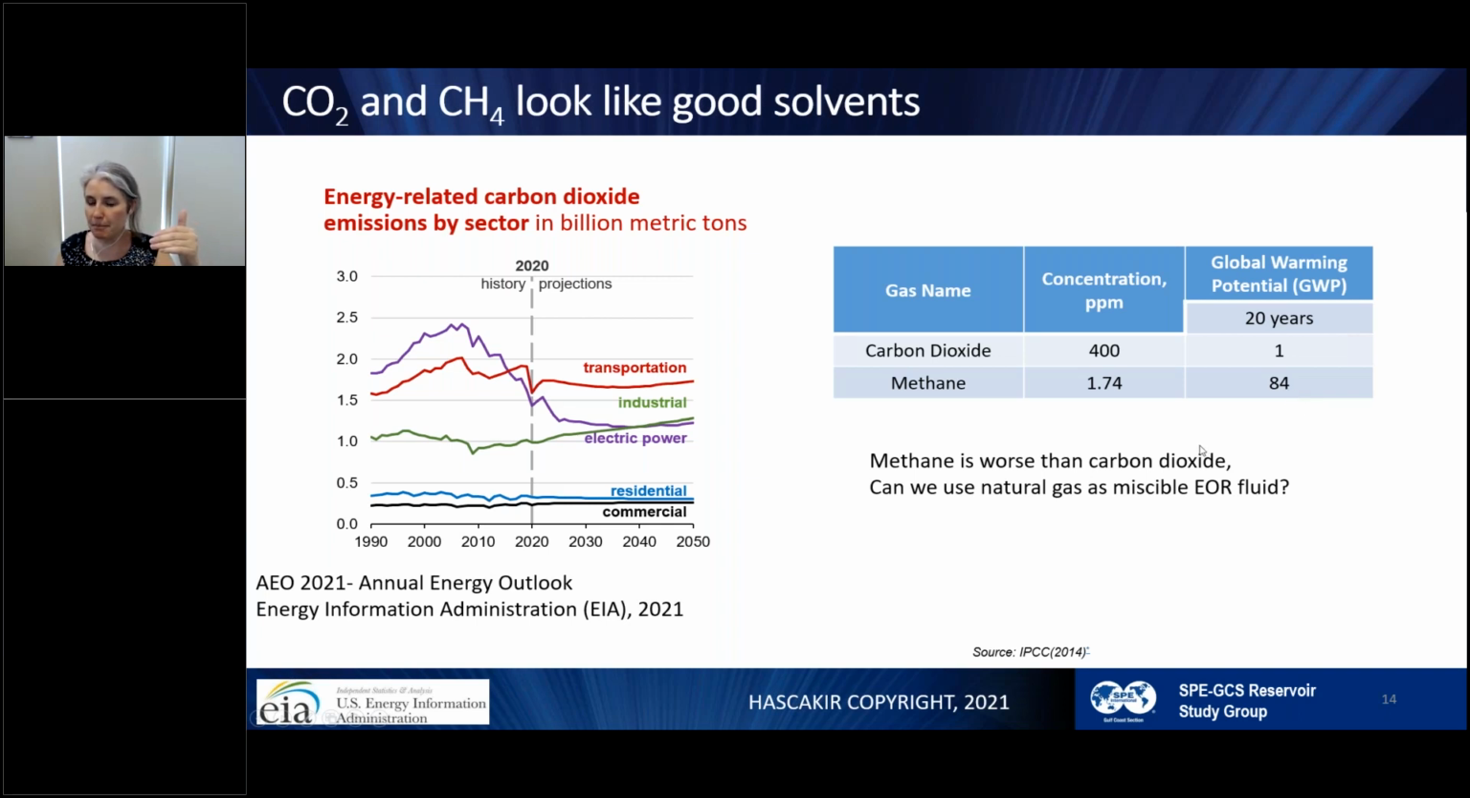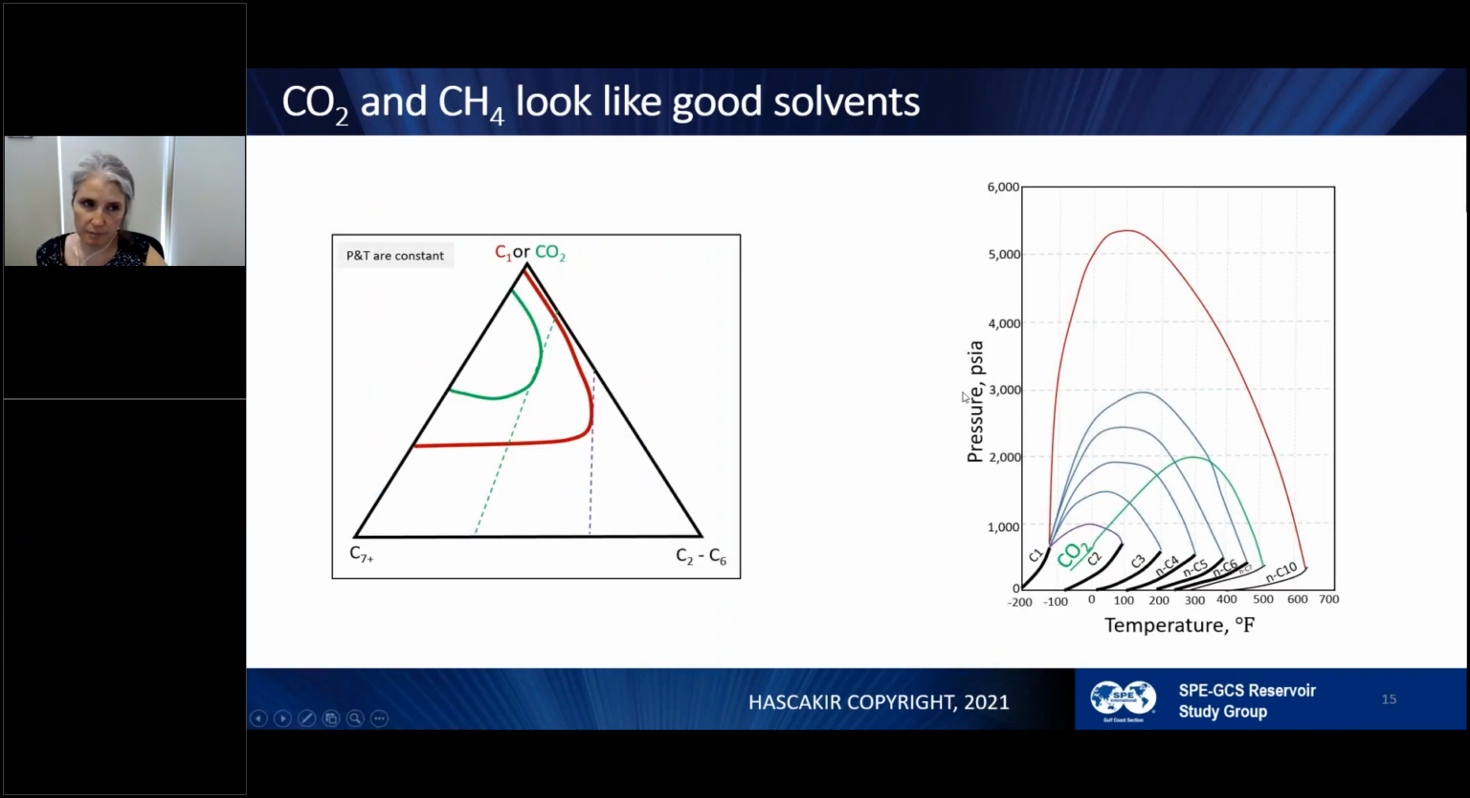So methane is also a really good candidate for injection, so we can minimize the environmental impact of carbon dioxide and methane, and the global warming impact of these two gases. Let's see if they are miscible with the oil or not. So again, we need to look into the phase diagram. This is a ternary diagram, as we discussed before, and this is plotted at constant pressure and temperature.